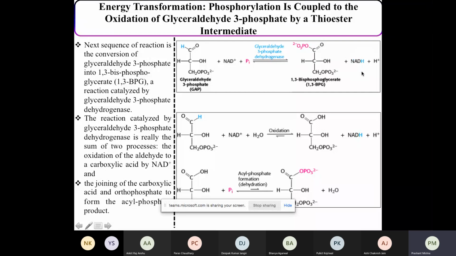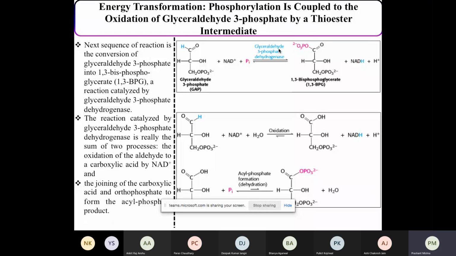So this whole reaction, if I look at, it is involving two things. One is oxidation, and second is phosphorylation. So we can call it oxidative phosphorylation. What I'm trying to say here is, don't get confused when we talk about the next reaction, where oxidative phosphorylation is a coupled reaction.